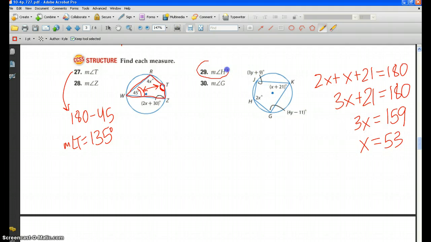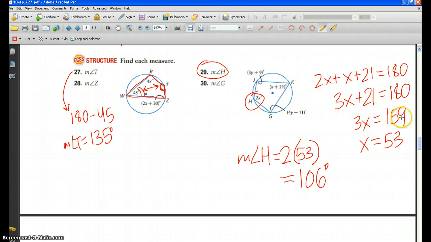We were asked to find the measure of angle h. So h is 2x. So the measure of angle h is 2 times x, and x is 53. So 2 times 53 is 106 degrees.